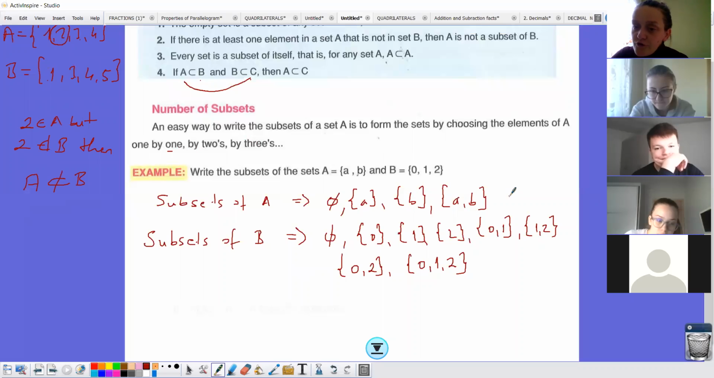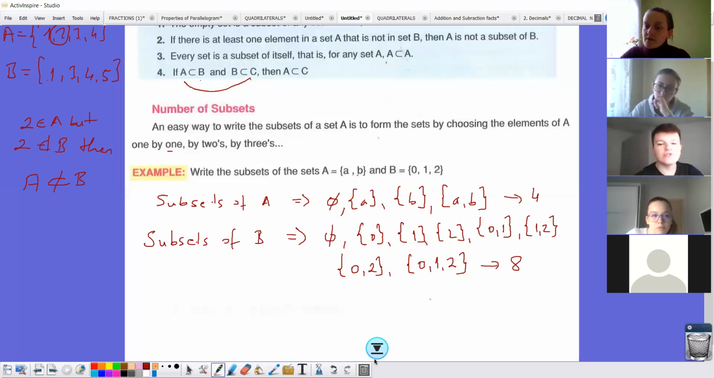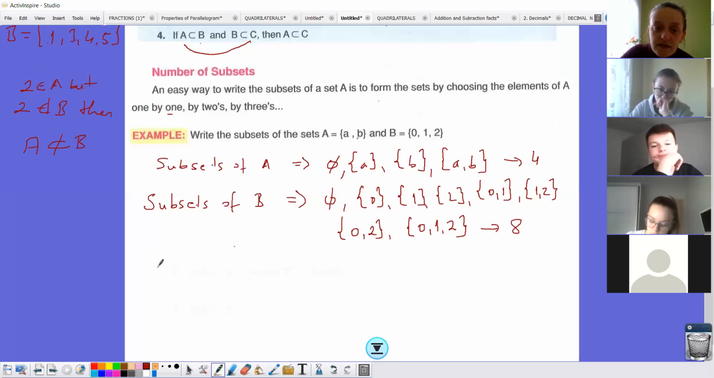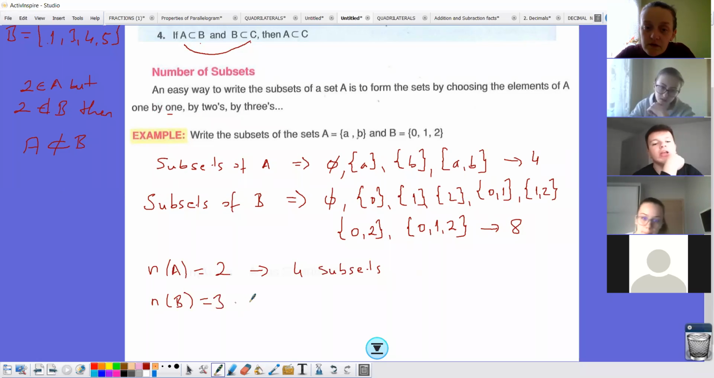So let's see how many subsets we have in A: 1, 2, 3, 4. In B: 1, 2, 3, 4, 5, 6, 7, 8 subsets. Let's see how many elements we have in A. We have 2 elements and 4 subsets. In B, how many elements do we have? We have 3 elements and 8 subsets.